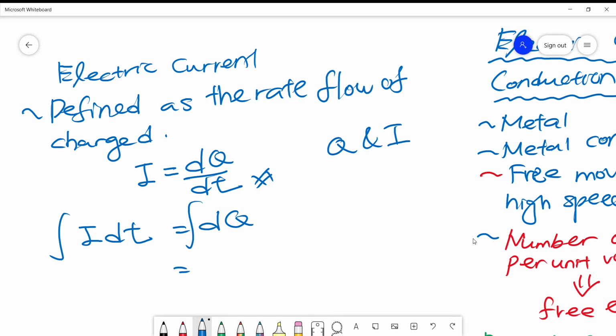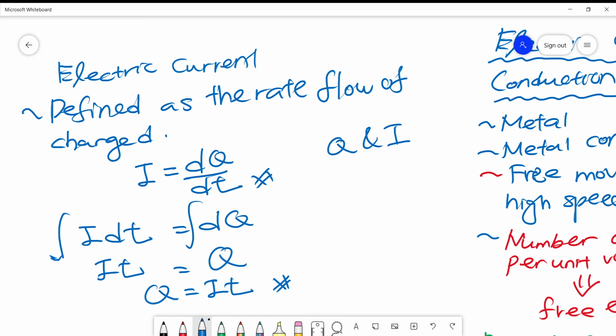From here, what I can get is Q. If I integrate, I get It. The constant can be neglected. So the formula is Q equals It. This is the relation.